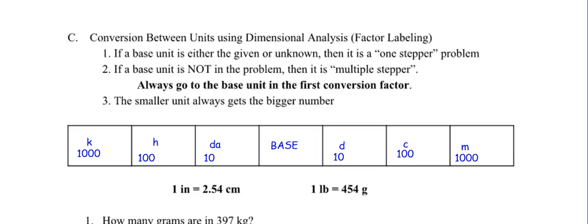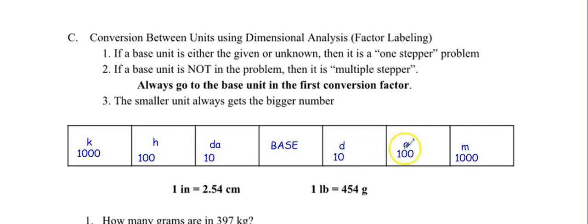So here we go. If a base unit is either given or is the unknown, then it's a one-step problem. I only need one conversion factor. But if a base unit like grams or liters or meters is not in the problem, not either my given or my unknown, then it's going to be a multiple stepper, usually a two-stepper. And it says this: always go to the base unit in the first conversion factor. And remember, we said earlier, back in chapter 2, the smaller unit will always get the bigger number.